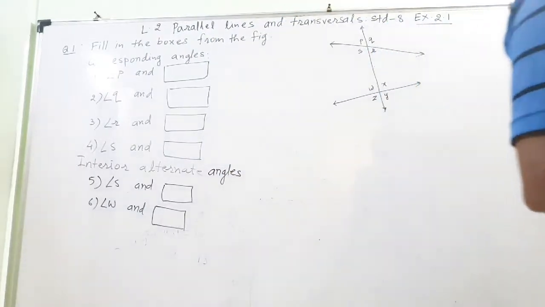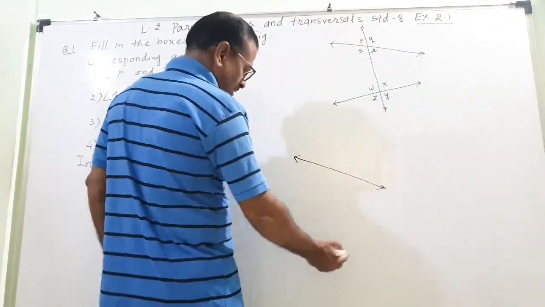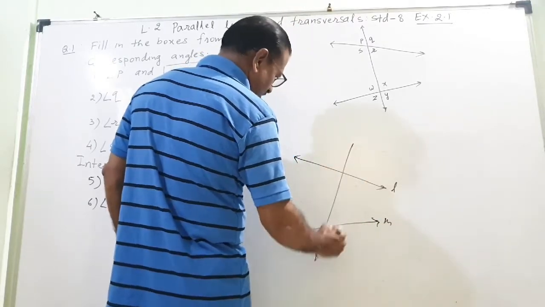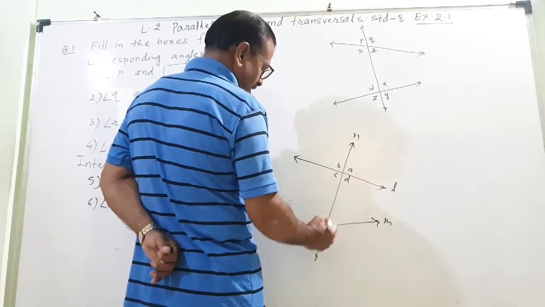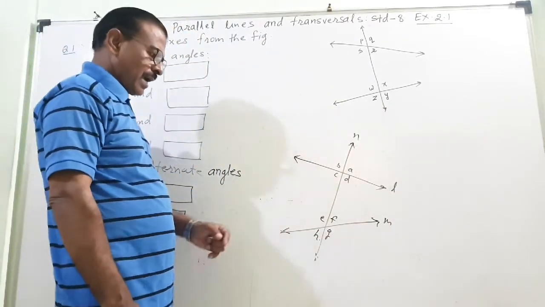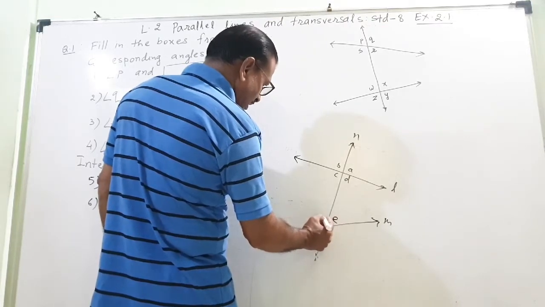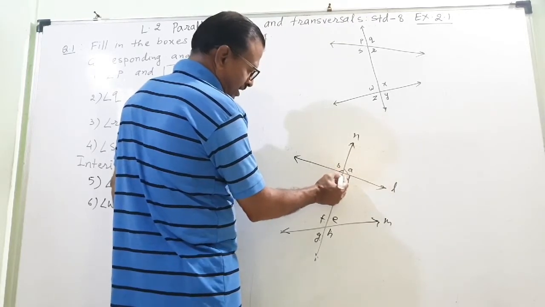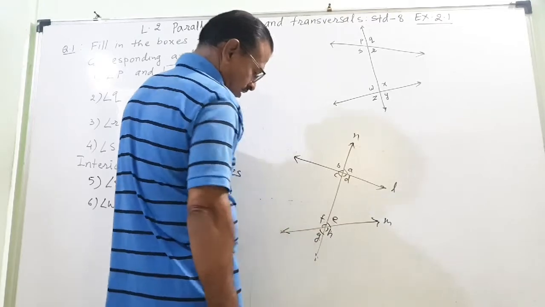So let us study something about the parallel lines or any two lines. This is one line, this is another line. This line is L, this line is M, and this is their transversal, suppose line N. Here this is A, this is B, this is C, here D, E, F, G and H. A angle means this angle is A. B angle means this angle is B. This is C and this is D. Similarly, this is E, this is F, this is G, and this is H. These are the angles.